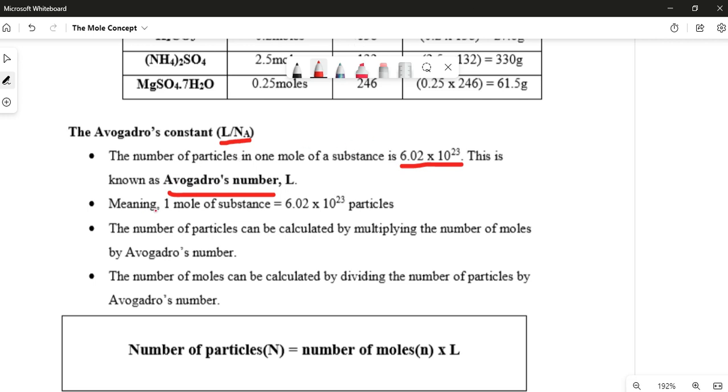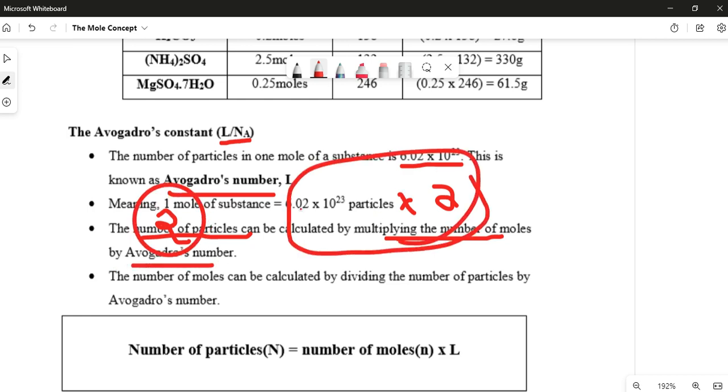Okay, so it makes sense. Let's say we have 1 mole. Since 1 mole is this many particles, if the mole increased by 2, we know that if 1 is this, then 2 will be 2 times this. That's how we can get the number of particles, as I said, by multiplying the number of moles by Avogadro's constant.